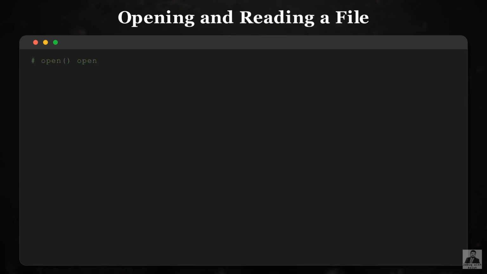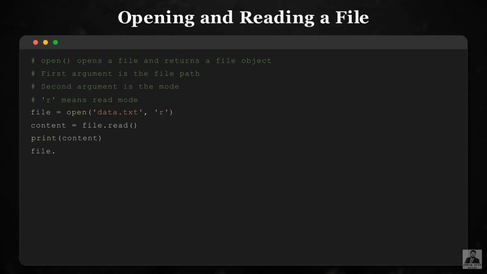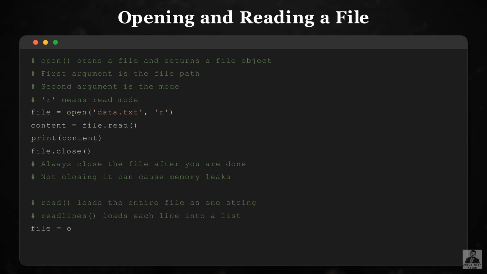The open function opens a file and returns a file object. The first argument is the path to the file. The second argument is the mode. The letter R means read mode. Once the file is open, the read method loads the entire content as a single string. The readLines method loads each line into a list, which is useful when you want to process the file line by line. You must always call close after you are done. Not closing a file keeps it locked in memory.